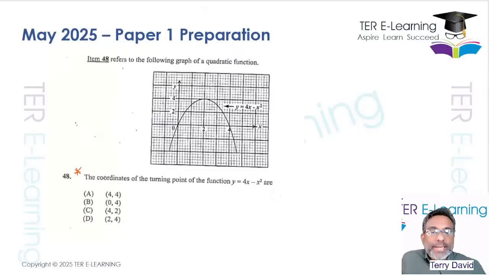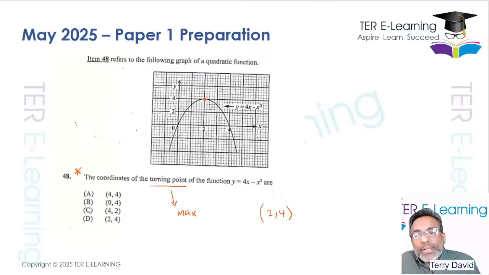A lot of people are saying the answer is D. Is it really D? Whenever you guys see the words turning point, a turning point could be a max or a min. So in this case here, the maximum point is this point here, and that coordinate is given by (2, 4). That's the turning point here. So that's going to be D, right? Now be careful, don't mix it up.